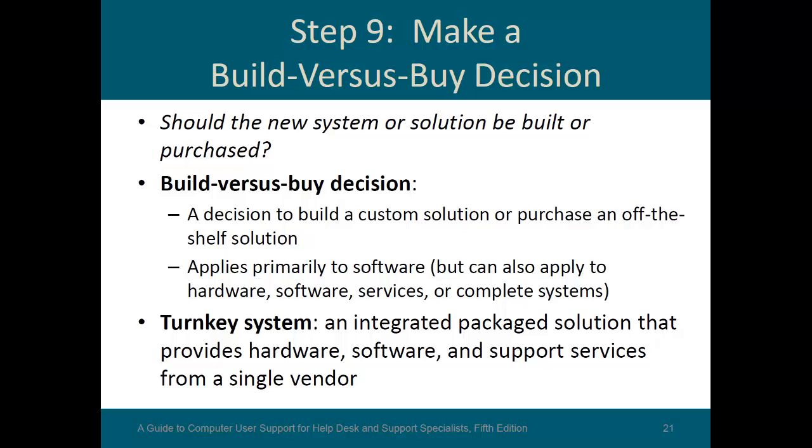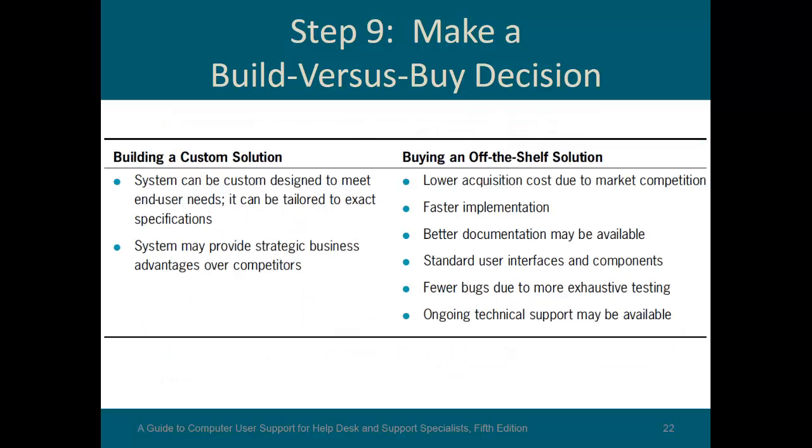A turnkey system is an integrated package solution that provides everything: hardware, software, and support. So this is different than buying the hardware separately from the software. This has it all included. The good thing about a turnkey solution is it's guaranteed to work by the manufacturer. The downside is it tends to cost more money because of all the QA they did in order to make it work.